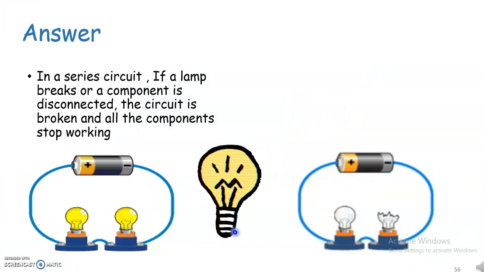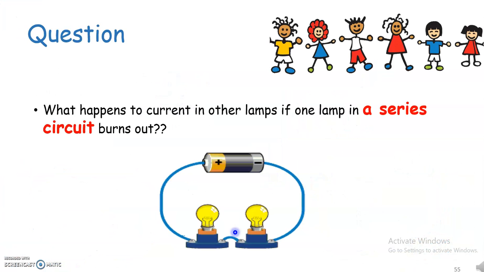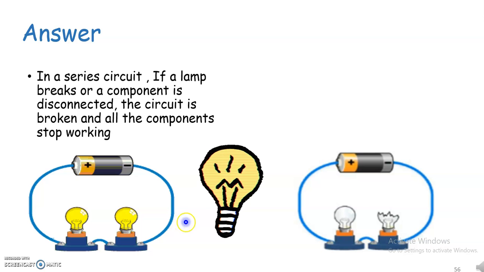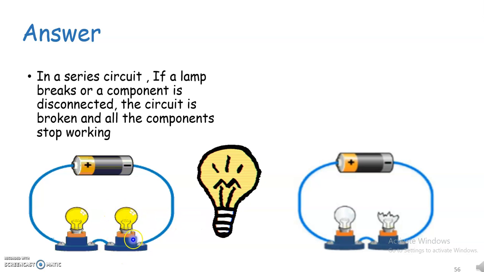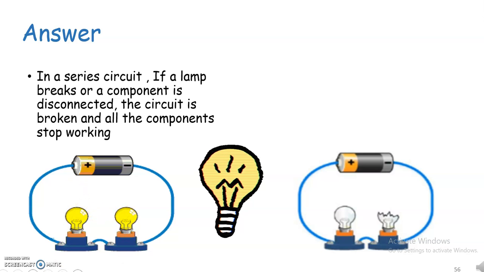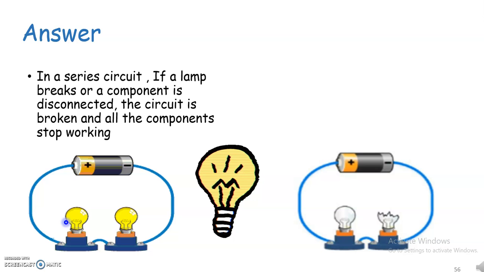What happens to current in other lamps if one lamp in a series circuit burns out? If I disconnect this lamp, or this lamp turns off, or breaks down, or burns out, what happens to the rest of the circuit? If this lamp turns off, this means that this part of the circuit will be open. So my circuit becomes an open circuit. Open circuit means no flow of current. So this lamp will stop working.